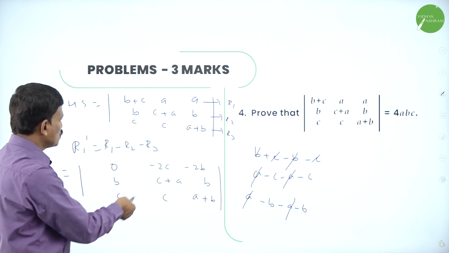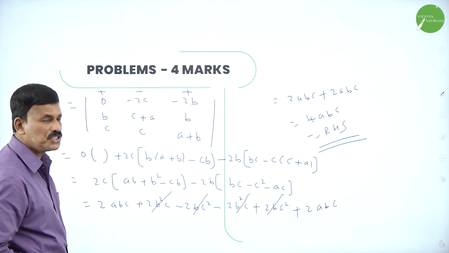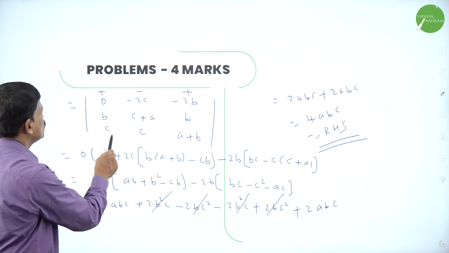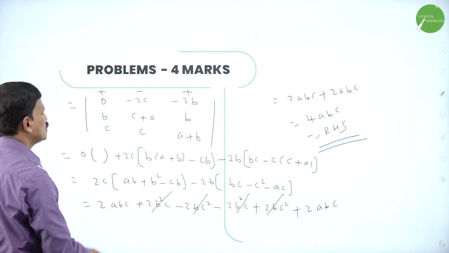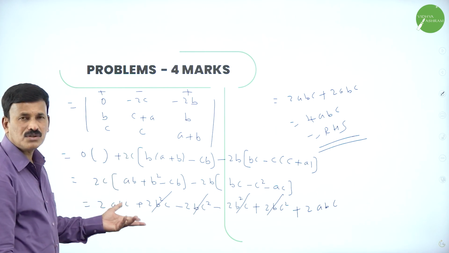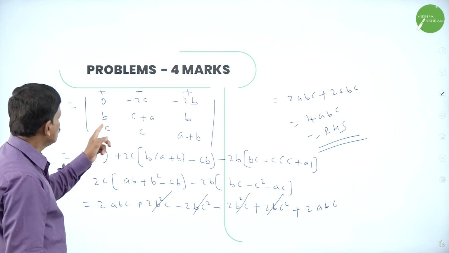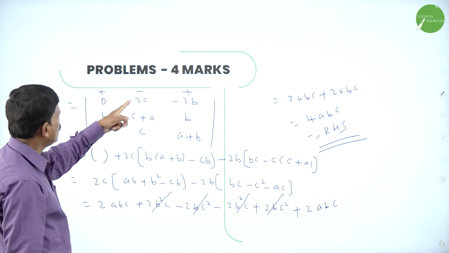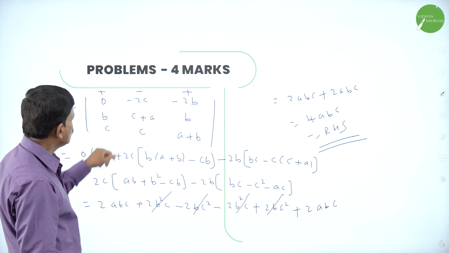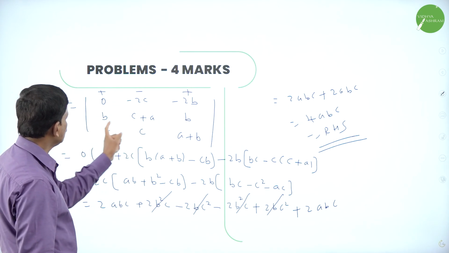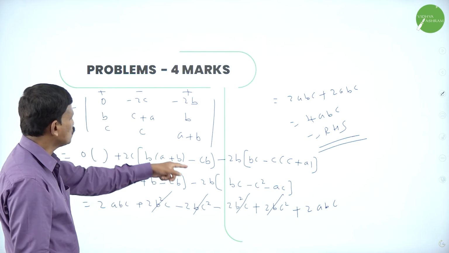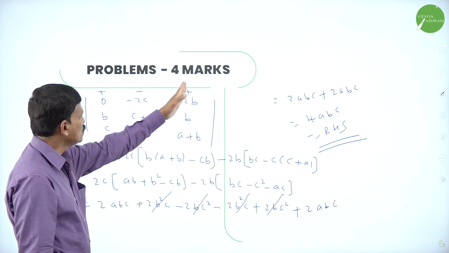So I will take this to the next page: |0 -2c -2b; c+a b c; a+b c a|. You can't simplify further. Expand it very easily, you will get the answer. So this is 0 into a number is 0, minus into minus plus 2c. Delete the row and column containing this: b into a plus b minus c into b, plus into minus minus 2b. This is gone.